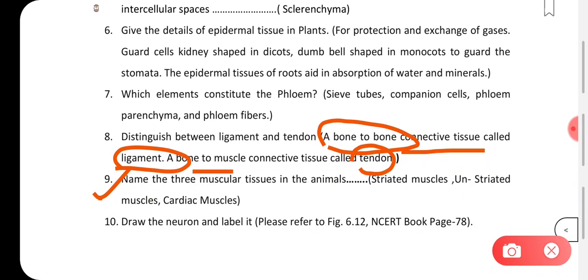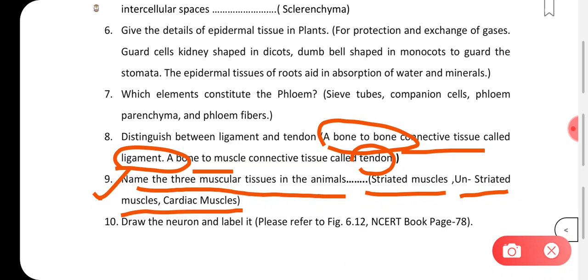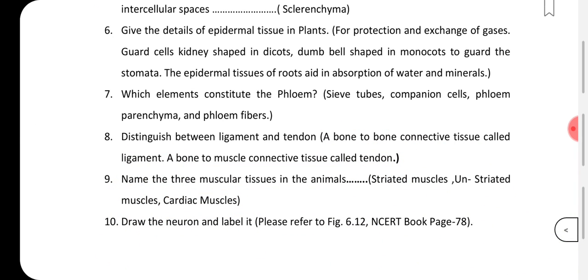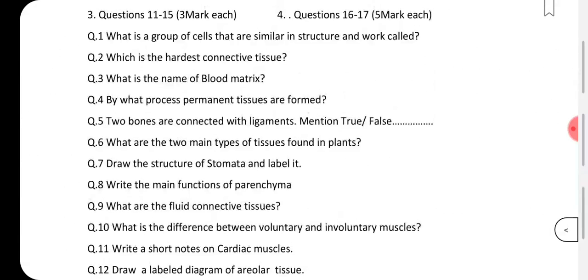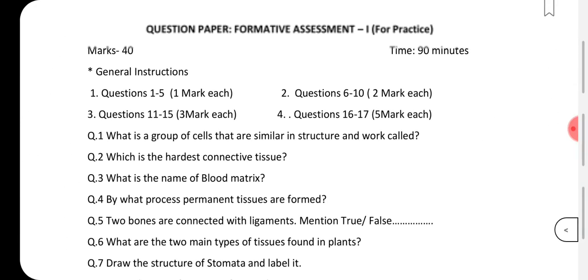Next question, the ninth one, name the three muscular tissues in animals. So which are the three muscular tissues? Striated, unstriated and cardiac muscles. The muscles that are present in our heart we call cardiac muscles. Now draw the neuron and label it. So you can refer to the diagram given in your book and label all the parts of the neuron.